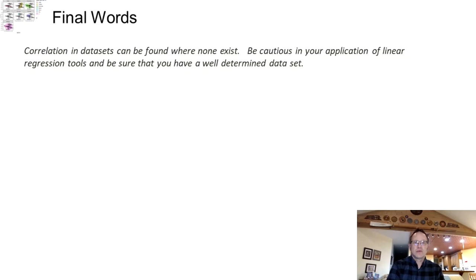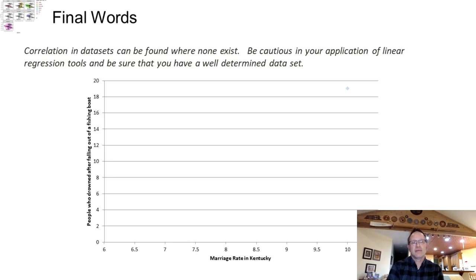And just final words. There's a lot of data out there. Correlation can be found where none exist. So you need to be really careful in how you apply linear regression tools and how you data mine. Because you may find that there's correlation in things that seemingly have no correlation. For example, people who drowned after falling out of fishing boats and the rate of marriage in Kentucky.